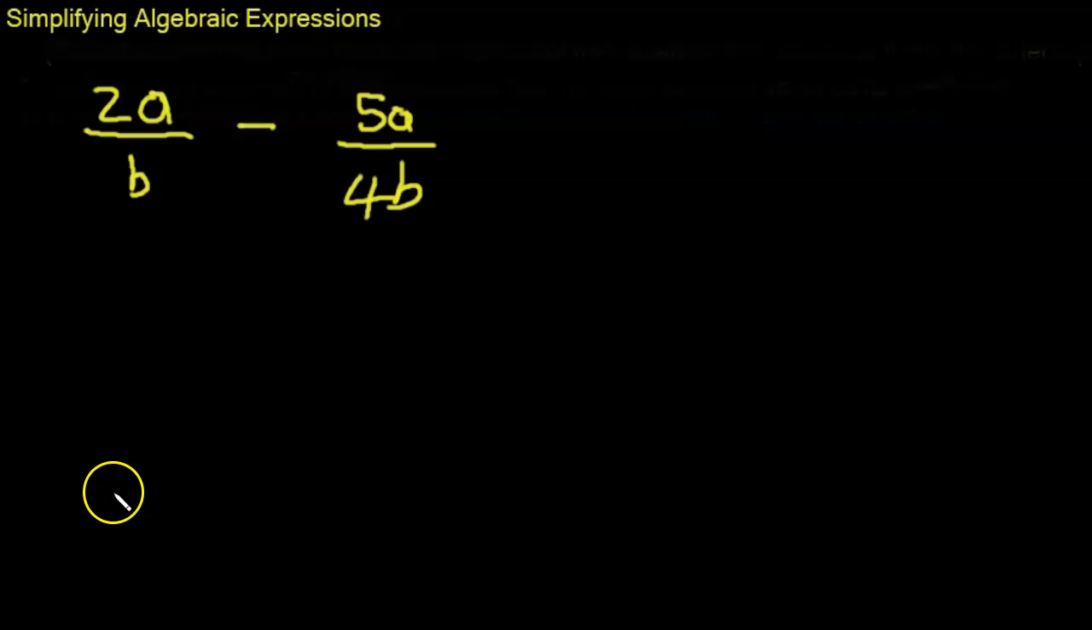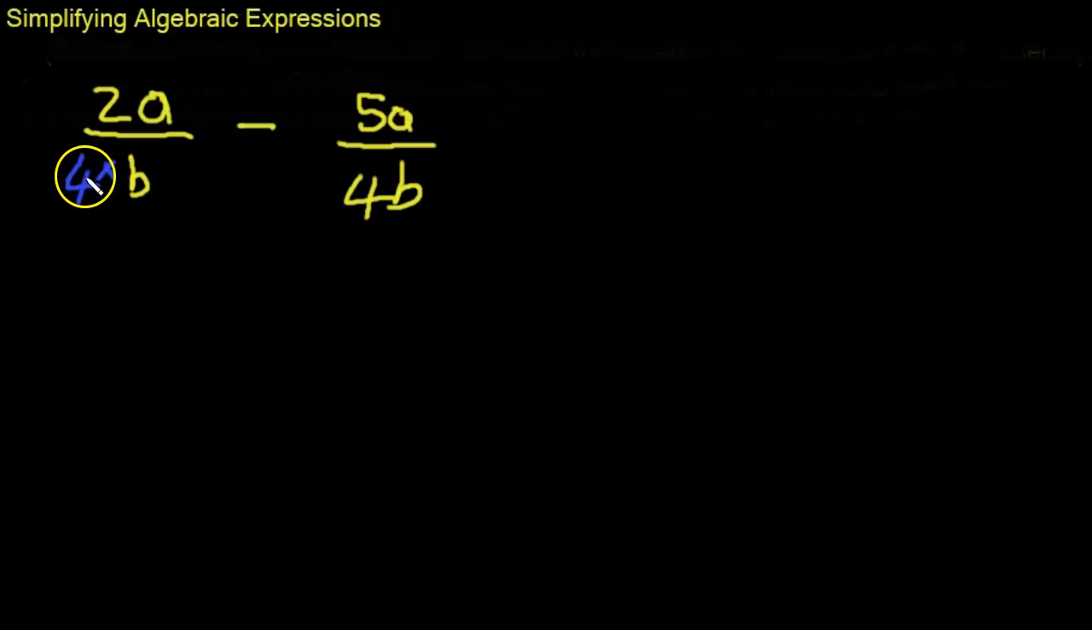Here we have another problem: 2a over b minus 5a over b. We want to simplify. So again, look, we cannot add or subtract the numerators because the denominators are different. So we need to make them the same. And you recognize that this denominator is 4b. So we want this to be 4b also. So we can multiply this denominator by 4.